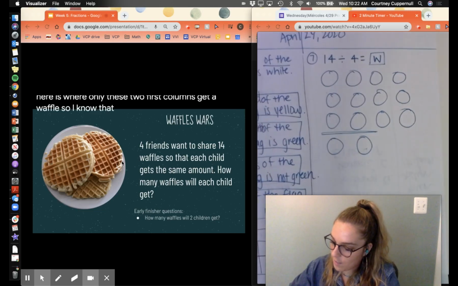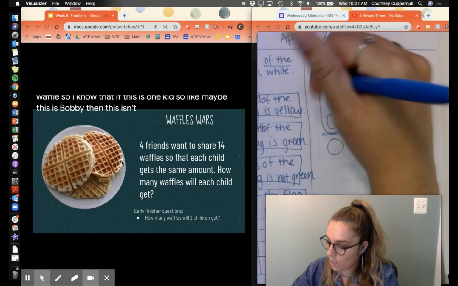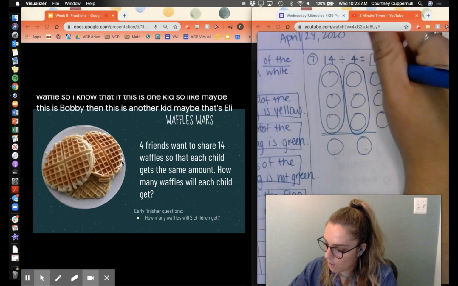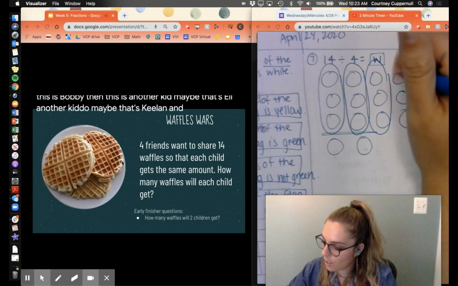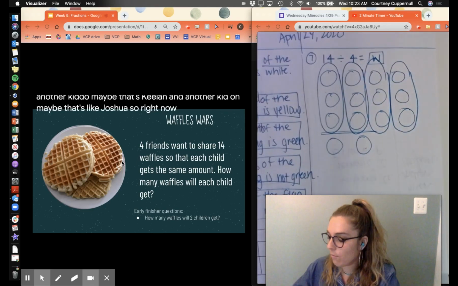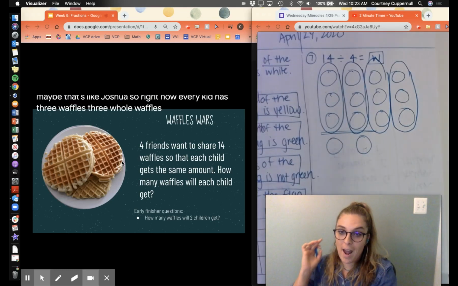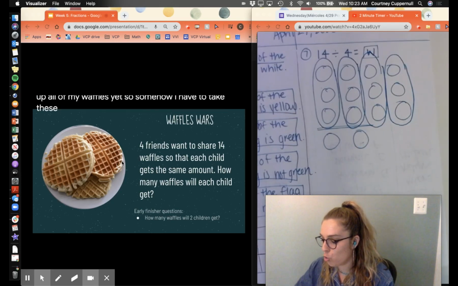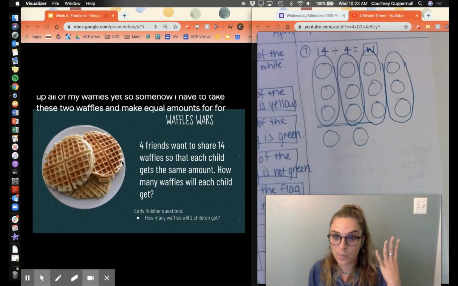So I know that if this is one kid, so like maybe this is Bobby, then this is another kid, maybe that's Eli, another kiddo, maybe that's Keelan, and another kiddo, maybe that's like Joshua. So right now, every kid has 3 waffles, 3 whole waffles, but I haven't used up all of my waffles yet. So somehow I have to take these 2 waffles and make equal amounts for 4 people.